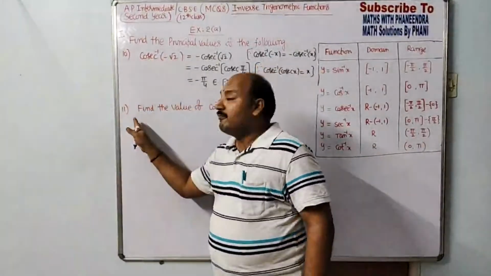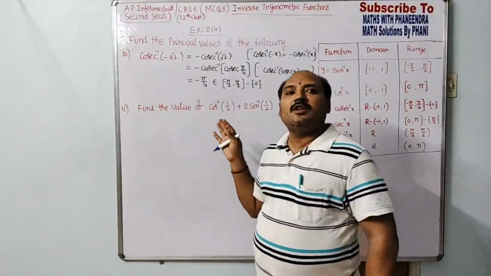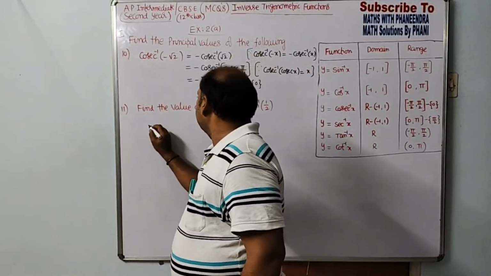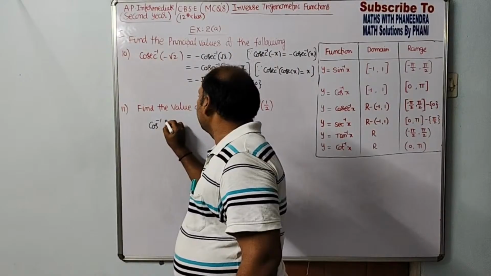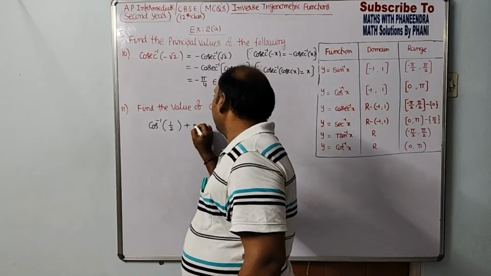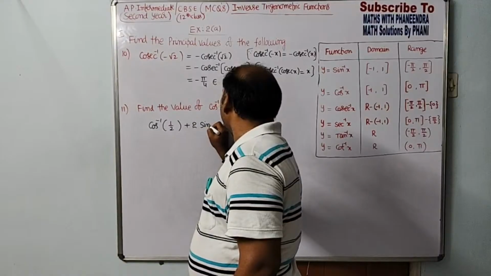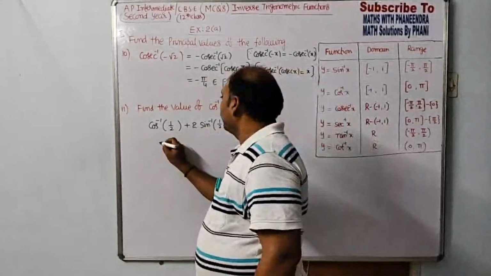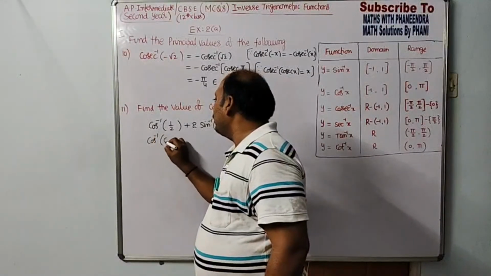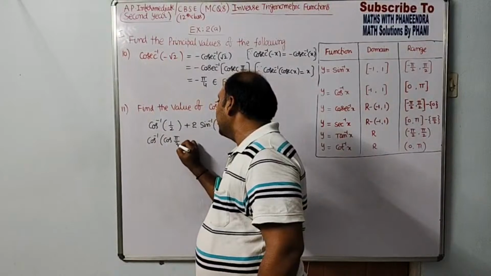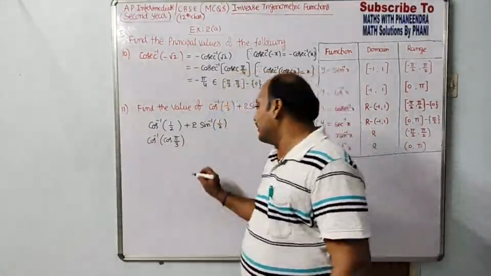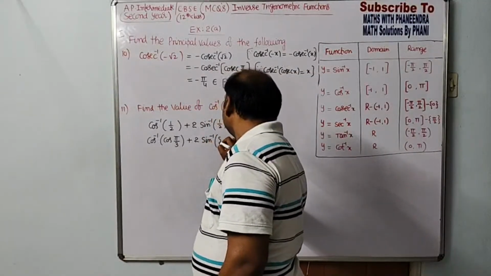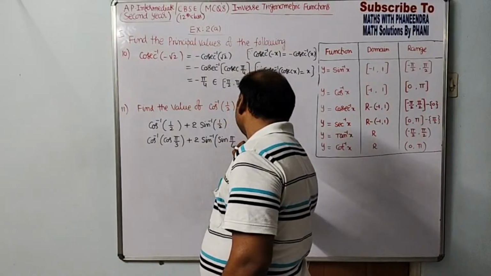Now question number 11. Find the value of, here they did not mention principal value, they are just asking us to find this value. Now consider cos inverse of 1 by 2 plus 2 into sin inverse of 1 by 2. Cos inverse of 1 by 2 can be written as cos 60 degrees. 60 degrees means pi by 3. Cos pi by 3 plus 2 into sin inverse of sin 30 degrees, sin pi by 6.